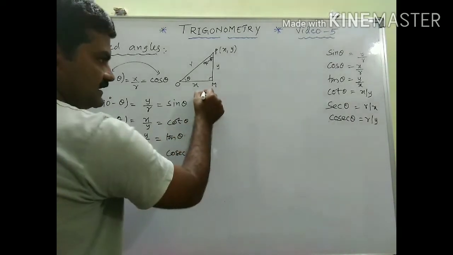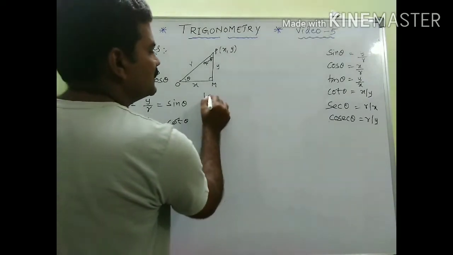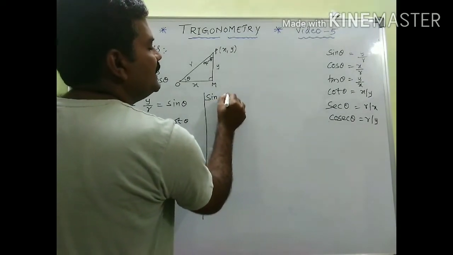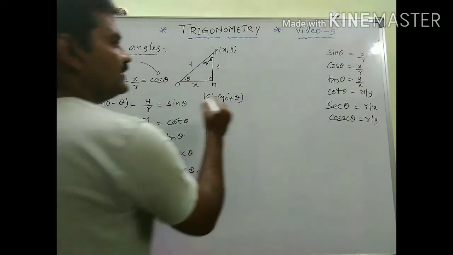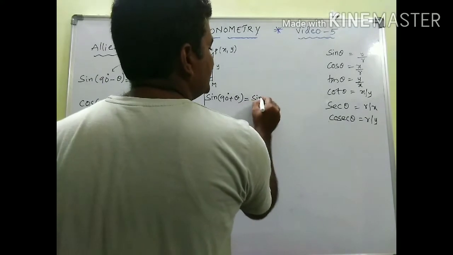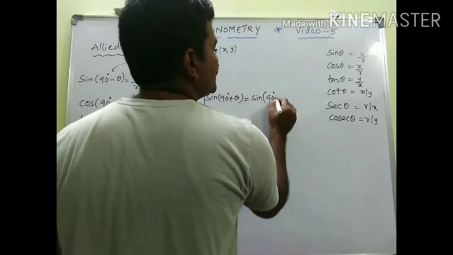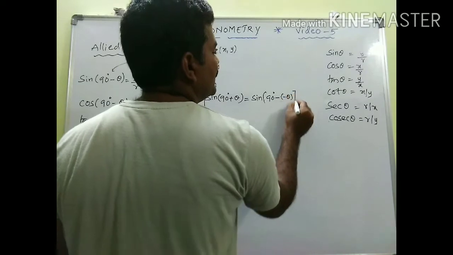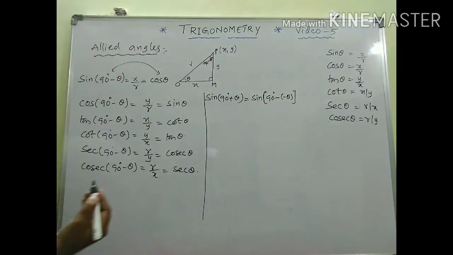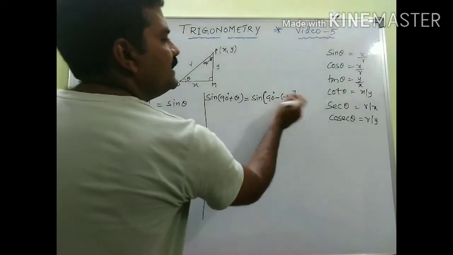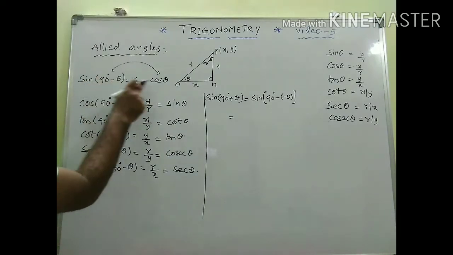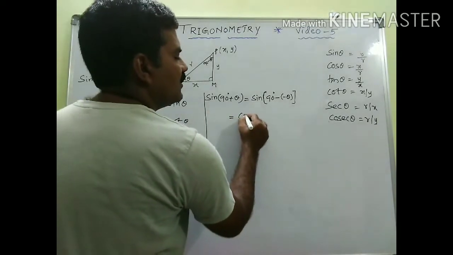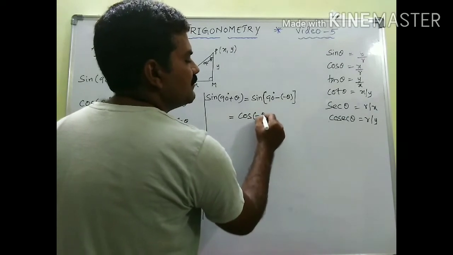Now, let us see along with this, for example, I want sine of 90 plus theta. If I want 90 degrees plus theta, then let me write it as sine of 90 minus of minus theta. Can we write it like this? Sine of 90 minus of minus theta, we can write it. Now this is just like 90 minus theta. Then just now we proved sine of 90 minus theta is nothing but cos theta, where theta is now minus theta.